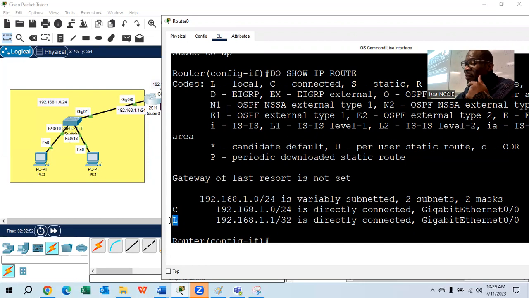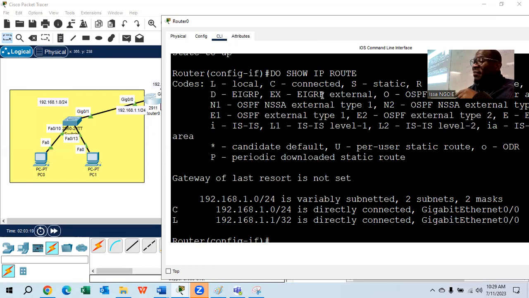See this line down here. Which IP? This is the default gateway. So the router is connected to the local network via which IP? Which interface? GigabitEthernet 0/0. So this L shows you that.